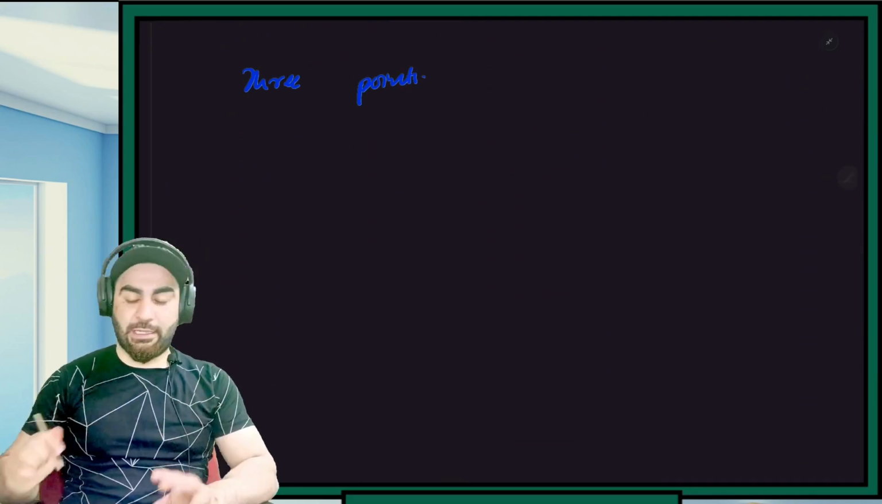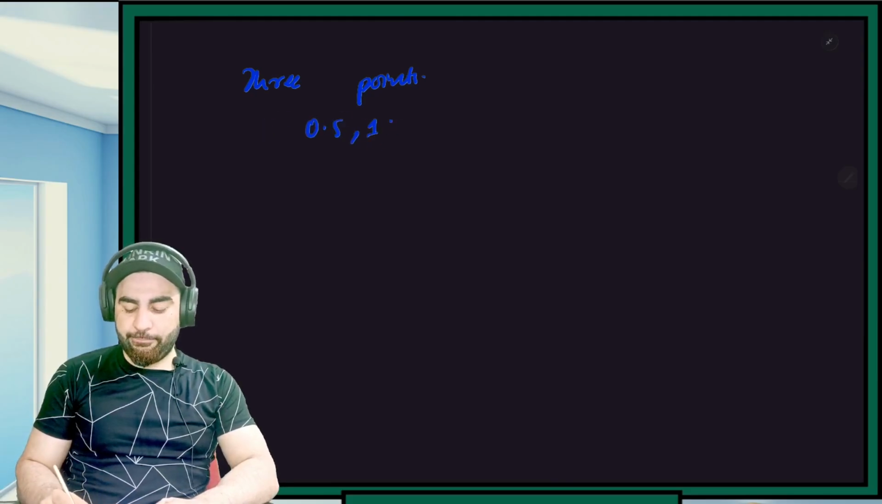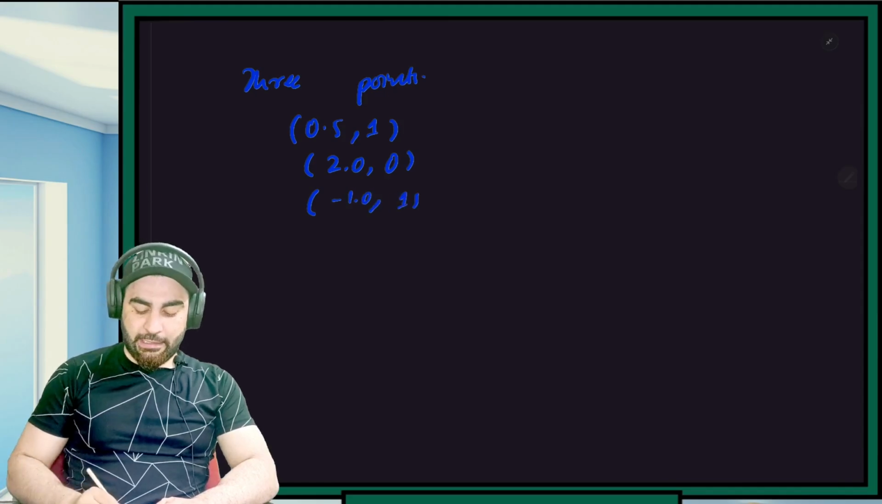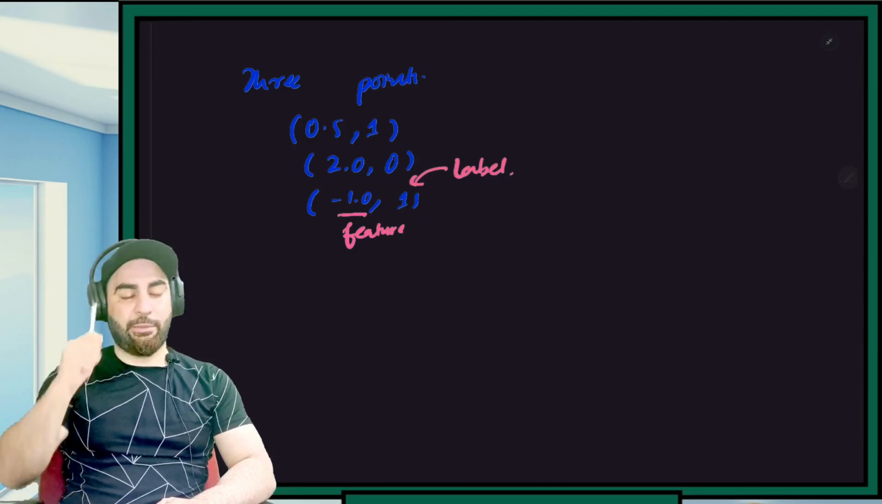So we have 3 points. Let's suppose the values of these points are (0.5, 1), (2.0, 0), and the third point is (-1.0, 1). You can see that, let's suppose, we consider these as features. So this is our feature, and this over here is the class label. So this is the label that we have.